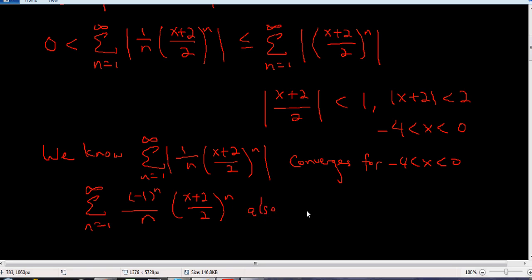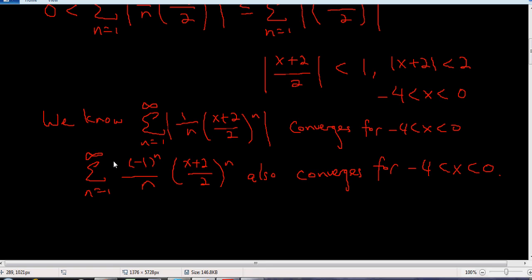Also converges for -4 less than x less than 0. Remember, this is the whole thing that says if our sum converges absolutely, our original sum has to converge. And remember, if I just plop on absolute value signs here and here, it gets rid of the -1 to the n, and I still have the same thing here. Great. So we know the sum will converge for x between -4 and 0.